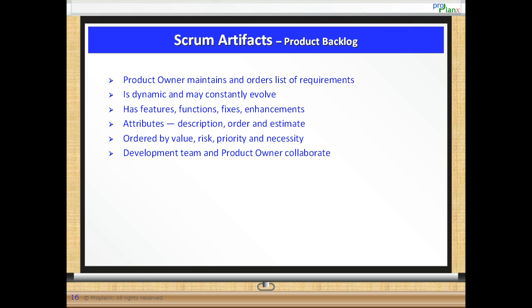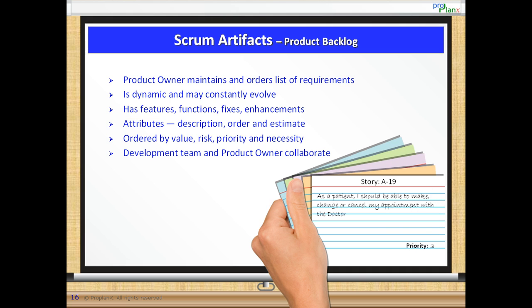Product backlog. The product backlog contains the needs of the product owner who keeps it prioritized and current. Among other things, it contains features, enhancements, and bug fixes. The product owner maintains and orders a list of requirements with the assistance of the team. The backlog is dynamic and may constantly evolve to accommodate the customer's changing business needs, market conditions, or inputs obtained through the sprint review.